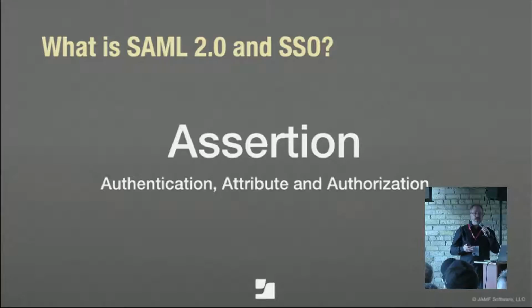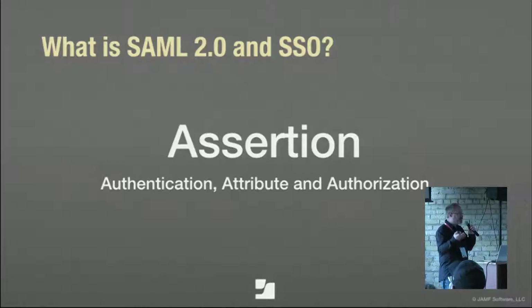We have an attribute assertion, and that includes user data such as name, email address, first name, last name, the user's role. It might be admin or a standard user of some type. And then we have an authorization assertion, which states whether a user is allowed to even log into a resource such as a website or your JSS.